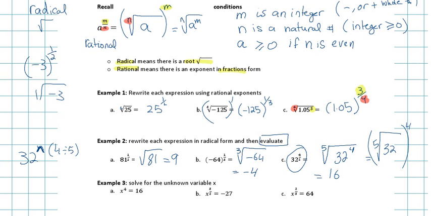Okay, so we're done with that. Even means 2. A is greater than or equal to 0. Right? So the base, if n is even, so if n is 2, 4, 6, 8, 10, 12, this is okay.